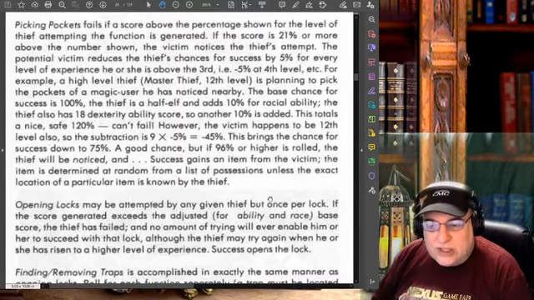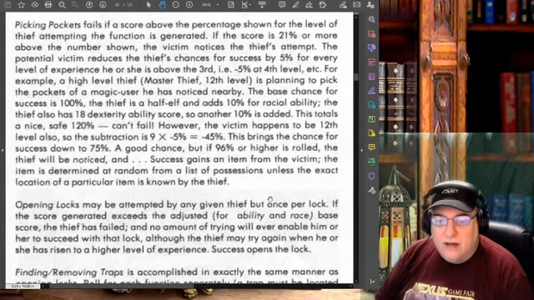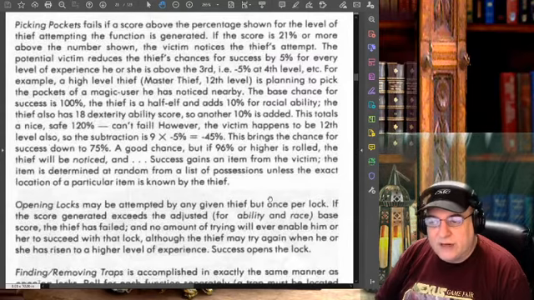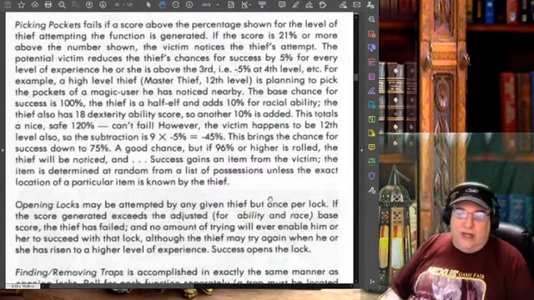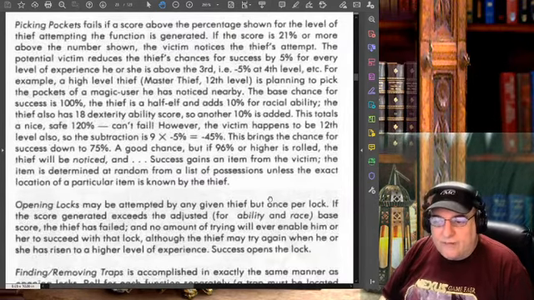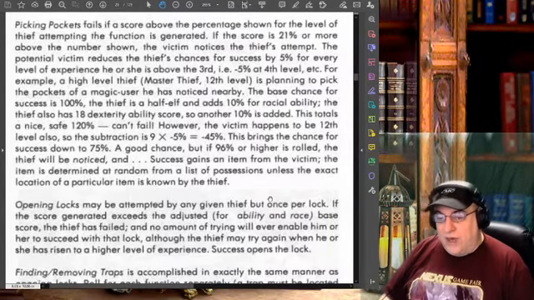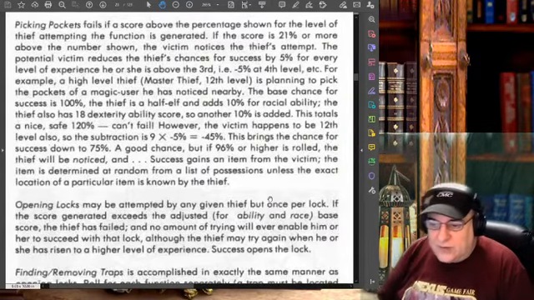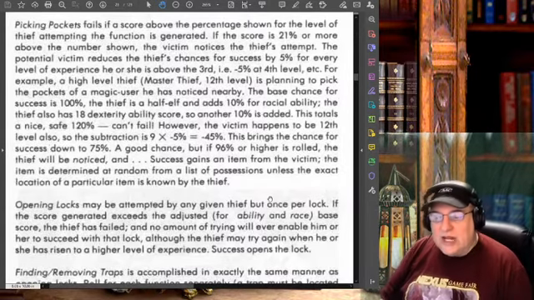The potential victim reduces the thief's chances for success by 5% for every level of experience he or she is above the third, minus 5% at fourth, etc. For example, a high-level thief, Master Thief, 12th level, is planning to pick the pockets of a magic user he has noticed nearby. The base chance for success is 100%. The thief is a half-elf and adds 10% for racial ability. The thief also has an 18 dexterity, so the score is another 10% added. This totals a nice safe 120%. Can't fail. However, the victim happens to be a 12th level also. And so, subtract 9 times 5%, minus 45%. This brings the chance down to 75%, a good chance.